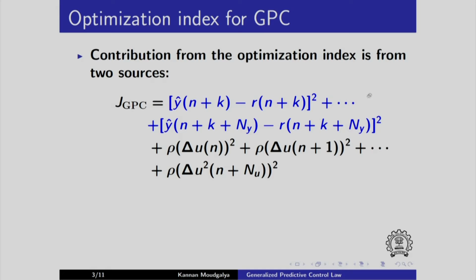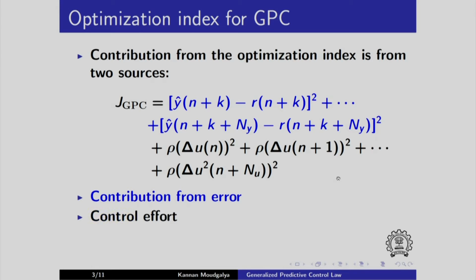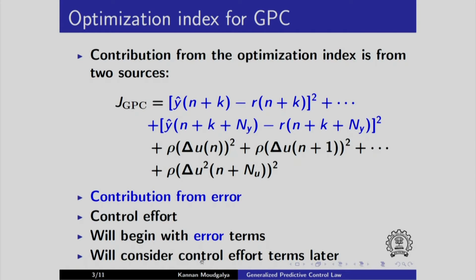Contribution to this index is from two sources. Contribution from error, it is given in blue. Control effort, that is given in black. We will begin with the error terms shortly. We will consider the control effort terms later.